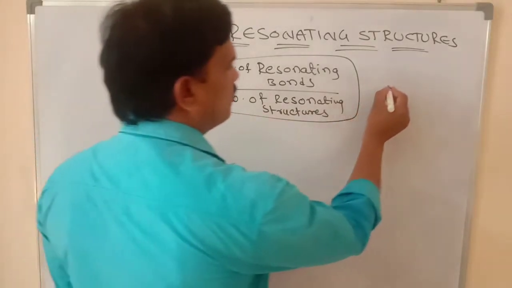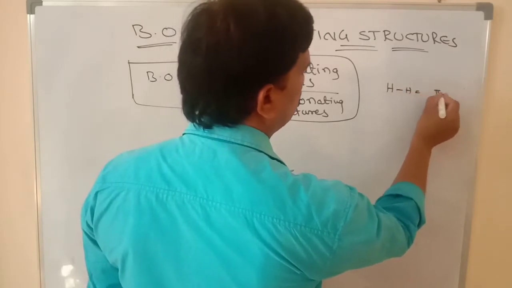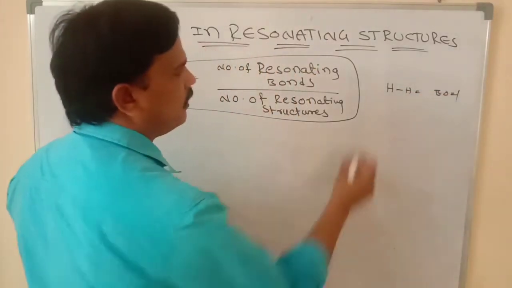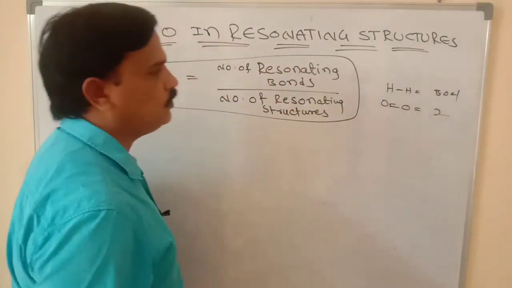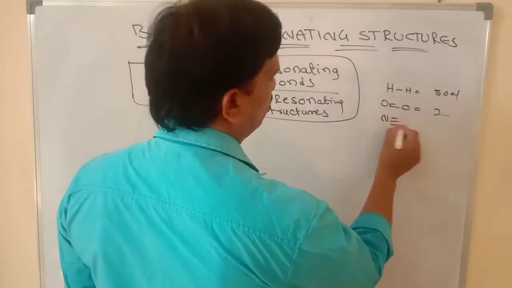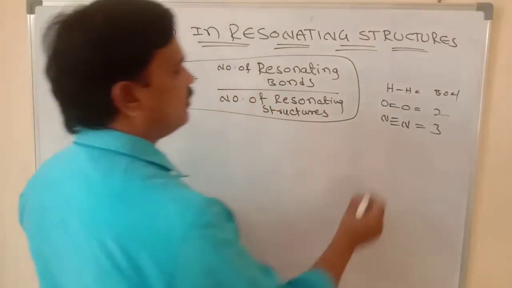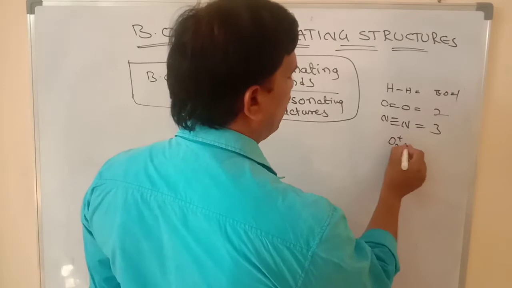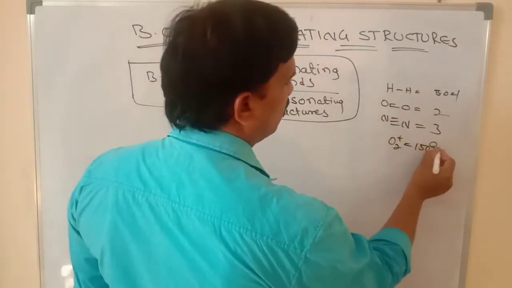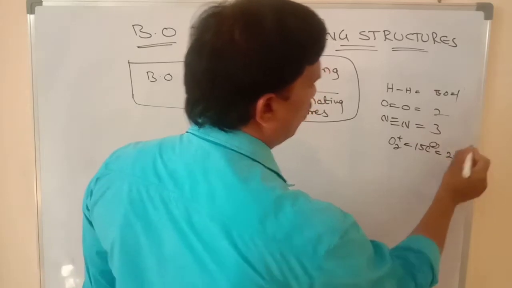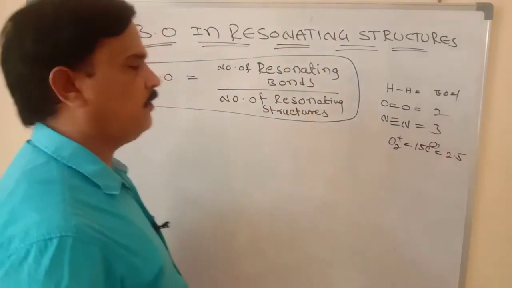But I gave in the last video: H2 has bond order 1. Oxygen, the number of bonds is 2, so its bond order is 2. Nitrogen is a triple bond, so its bond order is 3. If they give the O2 plus diatomic molecule, the sum of electrons is 15, and its bond order is 2.5 only. I gave 2.5 already in the last video.